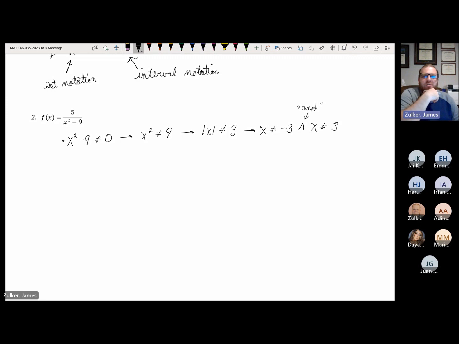There are no radicals here, right? So our domain, right? There is interval notation. Negative infinity up to negative 3, unioned with negative 3 to positive 3, unioned with positive 3 to infinity. This is the interval notation for that domain.